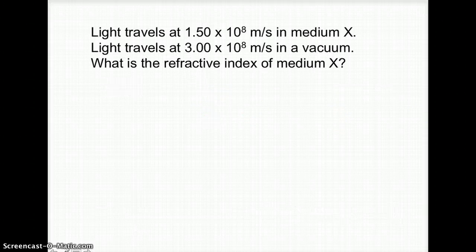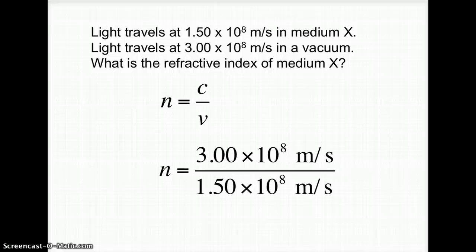So let's do a problem. Light travels at 1.5 times 10 to the 8 meters per second in medium X. It travels at 3 times 10 to the 8 meters per second in a vacuum. What's the refractive index of medium X? We use this equation because we're dealing with just a single medium, medium X. Light isn't going from X to a vacuum. So we plug into the equation the speed of light in a vacuum and the speed in medium X, and we get 2.00 as our answer for refractive index. The 10 to the 8 cancels, and the meters per second cancel. So refractive index has no units.